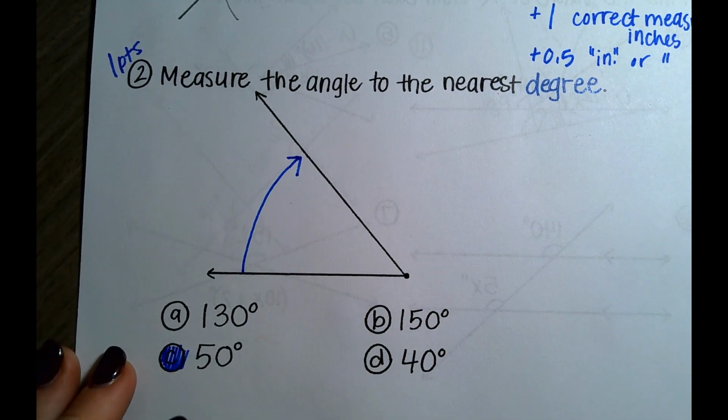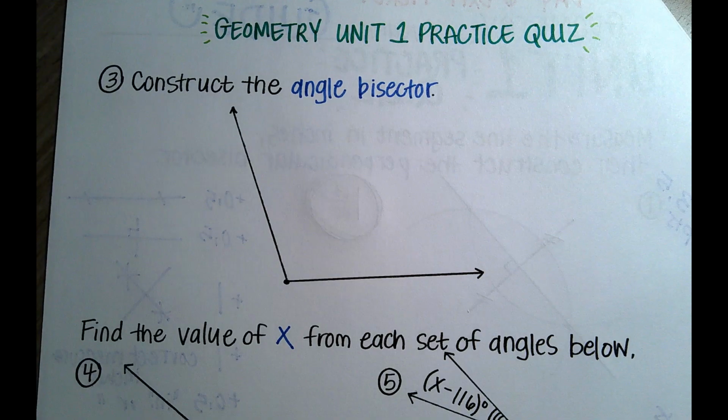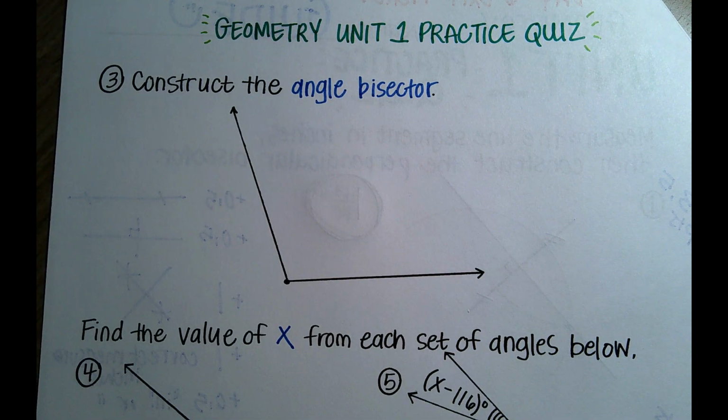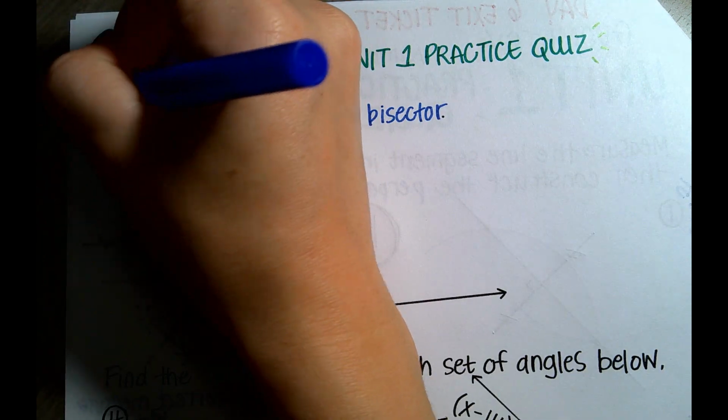Okay, so that's it for the first page. We'll go ahead to the second page. Number 3 is you're going to construct an angle bisector. And this one will be worth 4 points, and I'll show you where each of those points will come from.